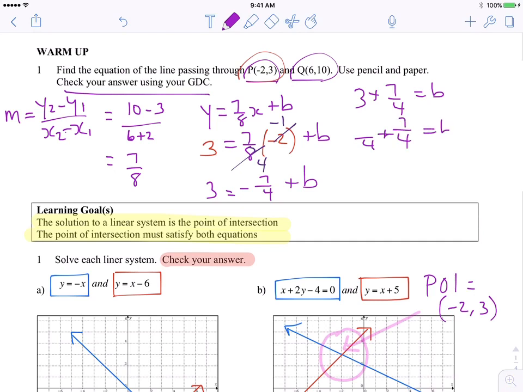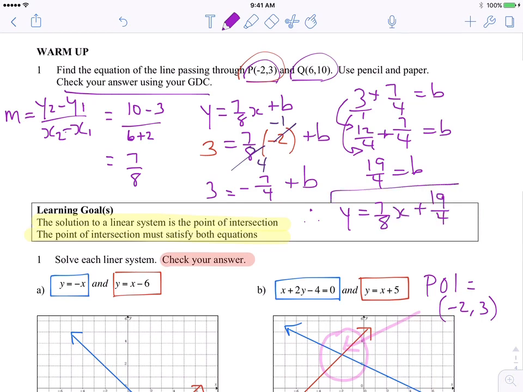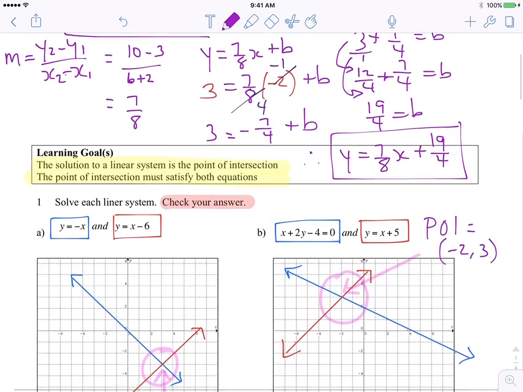So what do we do to the imaginary 1 here? To get to 4, we multiply by 4, and then 3 times 4, of course, is 12. So we have 12/4 plus 7/4 equal b, and we get 19/4 equal b. Therefore, we have y equal 7/8 x plus 19/4. That's our answer for that. You could check that with your graphing display calculator.